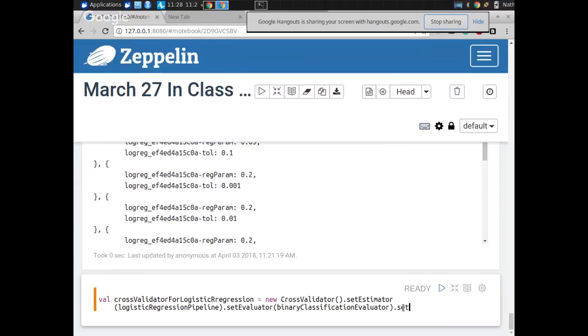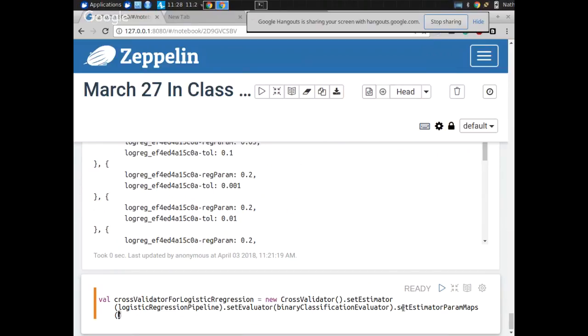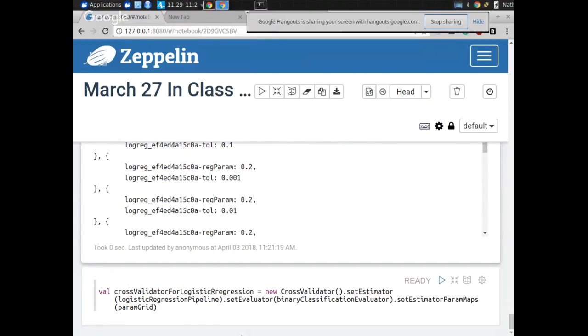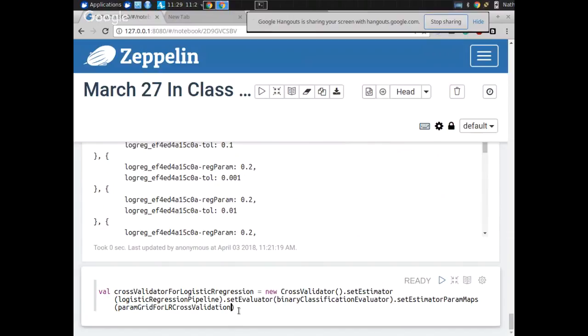set the estimator param maps here, okay? And this will be based on this param grid, okay? This param grid that we just defined, the param grid for LR cross validation. So that's going to tell us what things to vary, and for each of them, we're going to perform a cross-validation to judge them, okay?